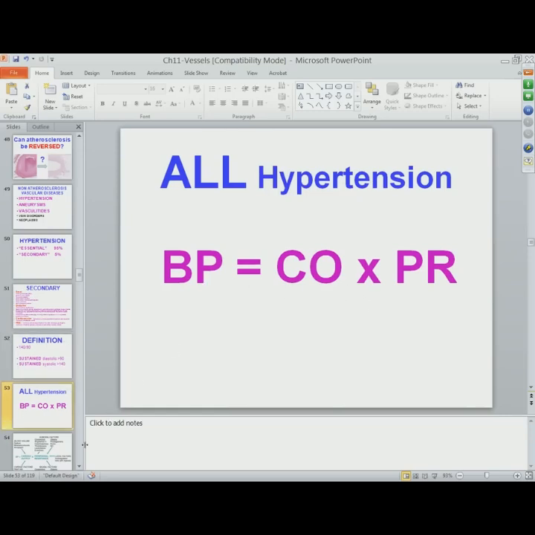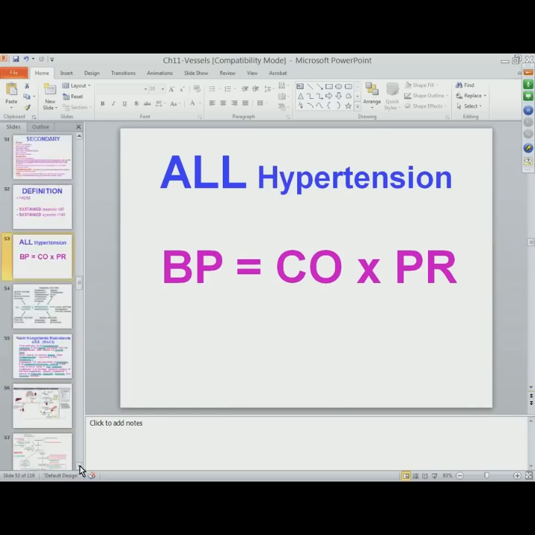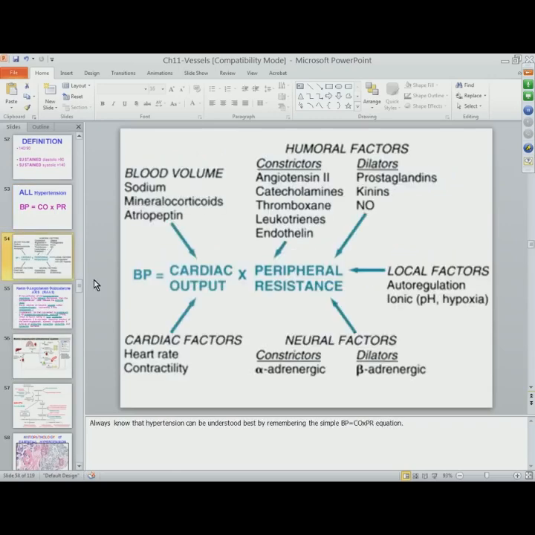That's a simple formula. And we don't like to keep things simple here all the time, so let's make this a little more interesting. There's your blood pressure. Cardiac output is determined by blood volume. The more sodium retention there is, the more blood volume you have. The mineralocorticoids are very good at increasing blood volume. That little hormone secreted by your atrium, the atriopeptin, does the same thing.